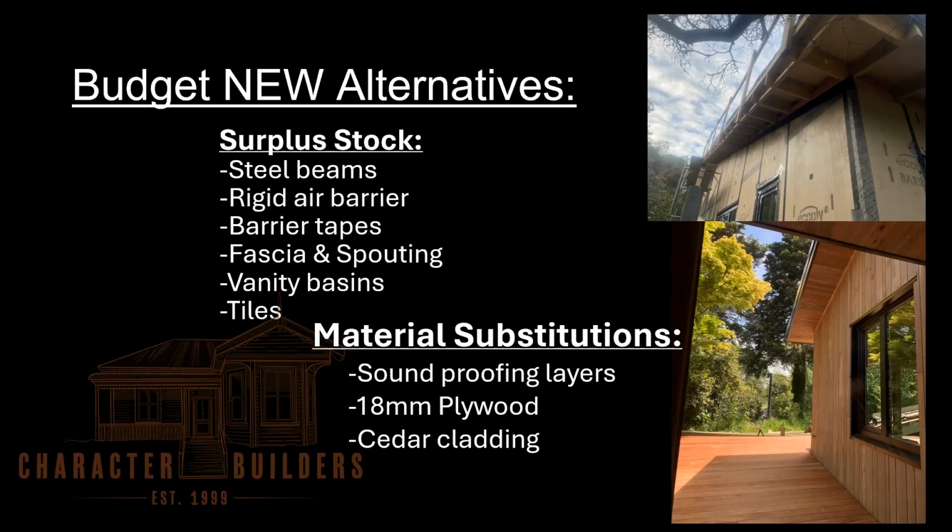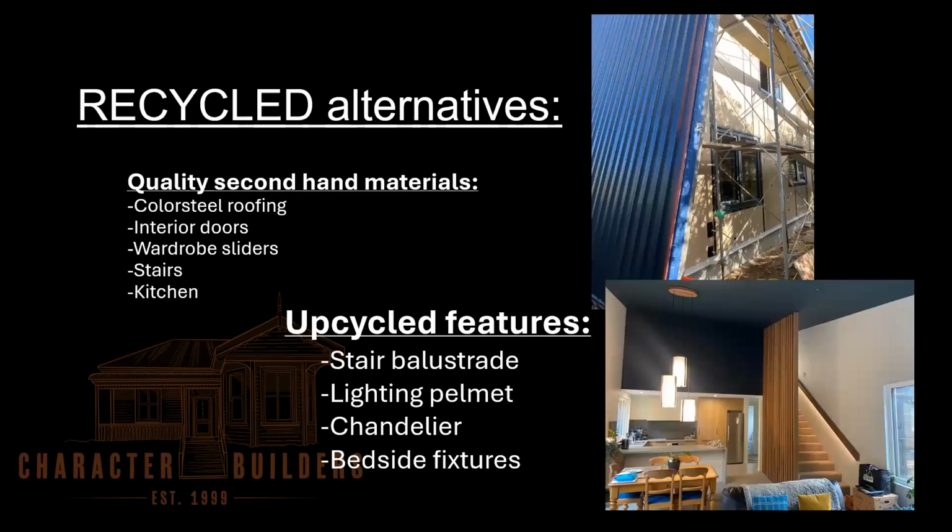And so the first one is the new alternatives, surplus stock. Second one is material substitutions. The third one is then you go from the new products, you go to some recycled alternatives. Quality secondhand materials. And you're not only getting it cheaper, but I guess it saves it going in a hole and destroying our planet.